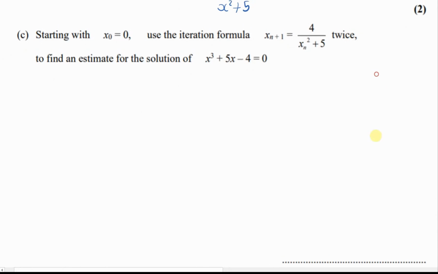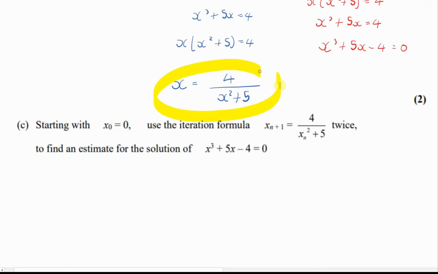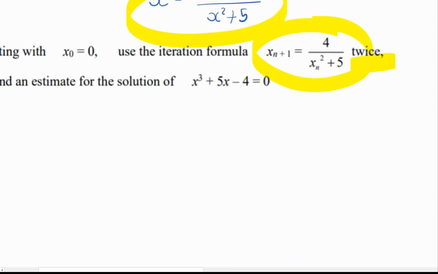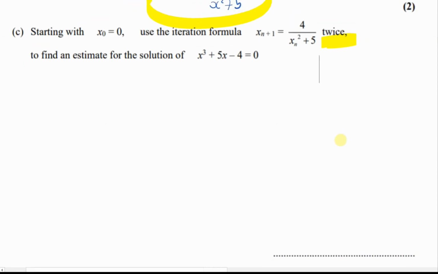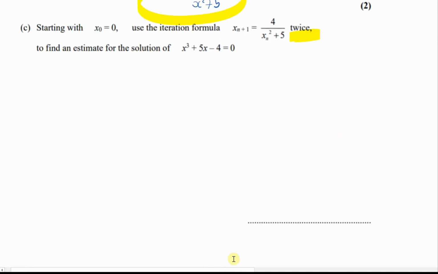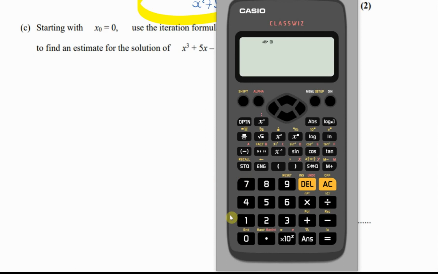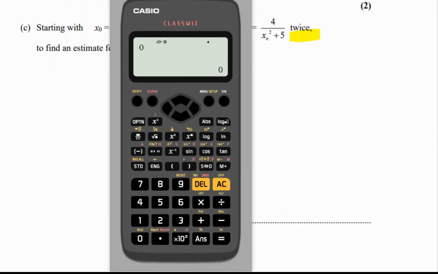Lastly, for part C of an iteration, the form we rearranged it into, we now turn into an iteration formula, and we need to use this one twice. So again, make sure you keep count of how many times you're asked to use it. This is all calculator work. Our first value is 0, so you press 0 equals to log that into our calculator. Then we're just going to copy the right hand side here. So fraction 4, rather than xn, I'm going to write answer. It has to be answer squared because it's xn squared. That's my iteration formula, and we need to do it twice. So once and twice.